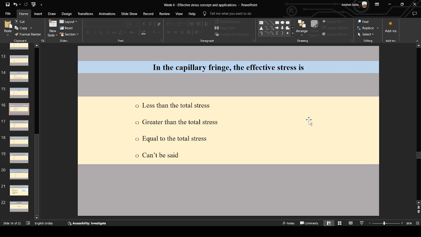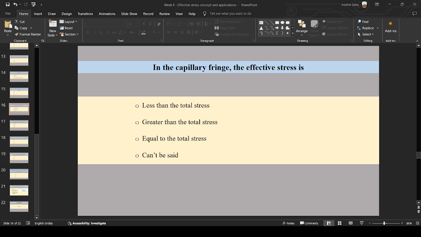In the capillary fringe, the effective stress is, the options are less than total stress, greater than total stress, equal to the total stress, or can't be said. So, what is the relationship between effective stress and total stress in the capillary fringe? Whether the effective stress is more, less, or equal to total stress, or it can't be said. That means it depends upon some other parameters other than just being in the capillary fringe.